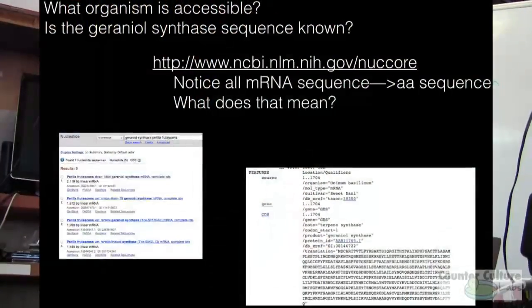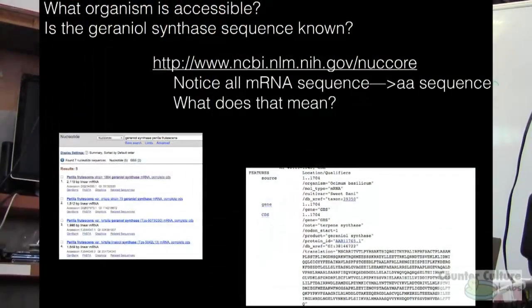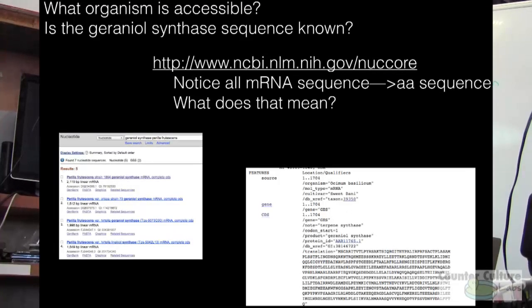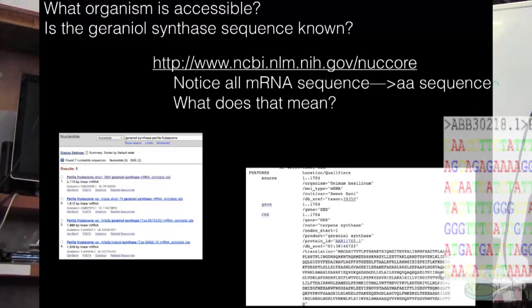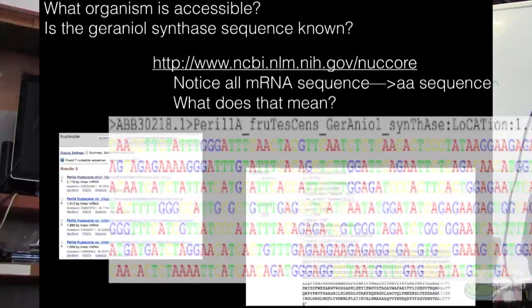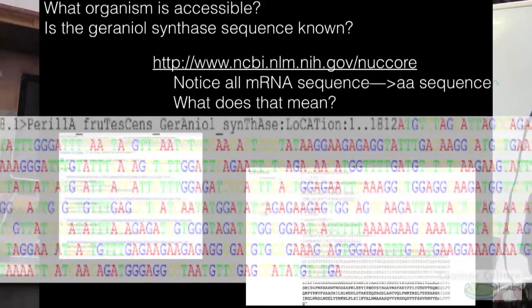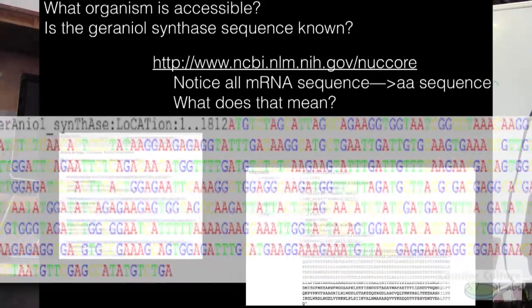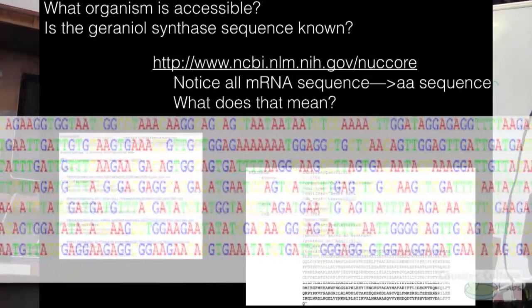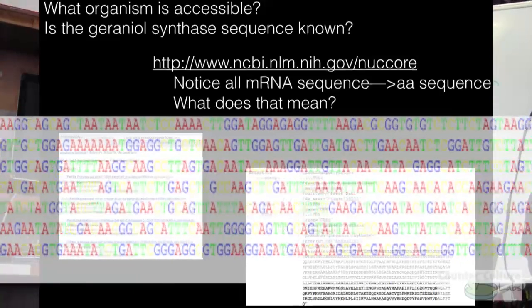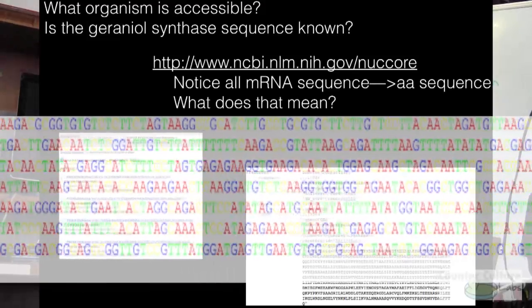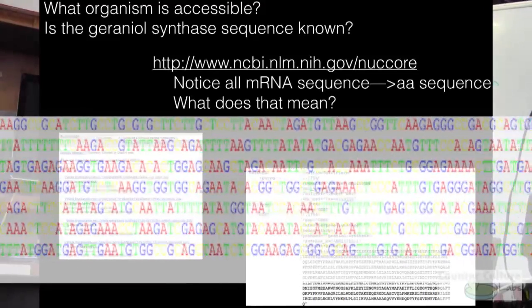You know, one thing to consider is what organism is available. Like, are you going to be going after an evergreen tree? That seems not as likely as you being able to get your hands on some corn or mint. But what organism is accessible, and is the geraniol synthase sequence known? Why would you need to know the sequence information? What would be the best case scenario for you to get geraniol synthase out of an organism and move it over? Cut and paste. Like, you'd be able to just amplify it up, drop it into a vector, and throw it in your E. coli and express it, right?